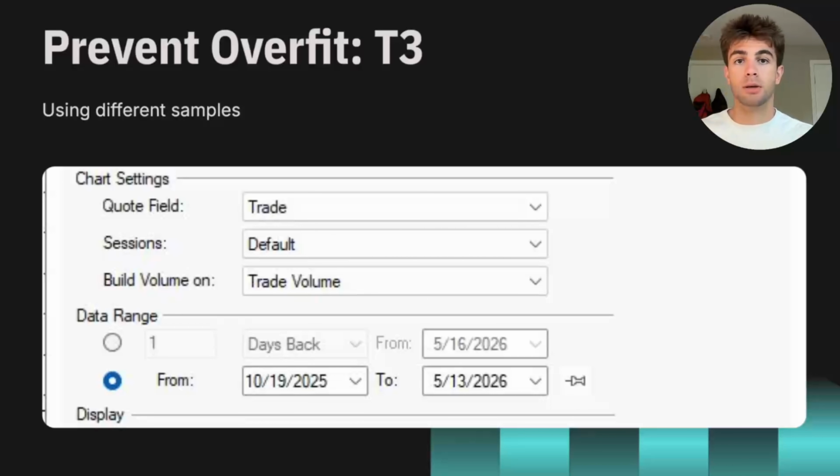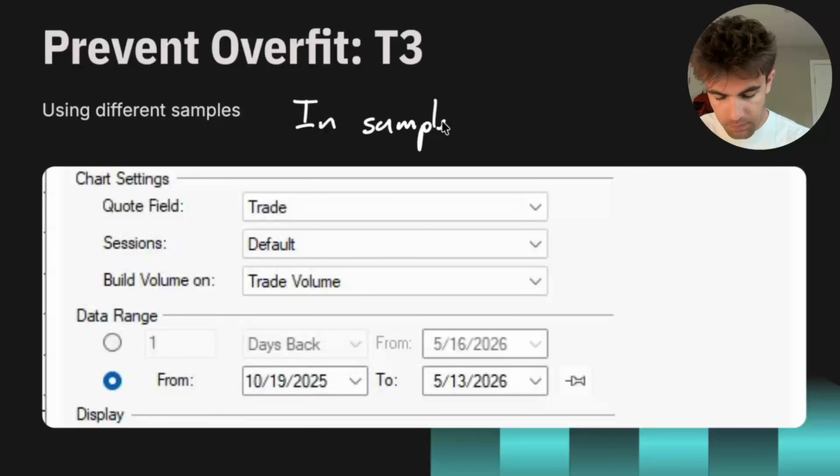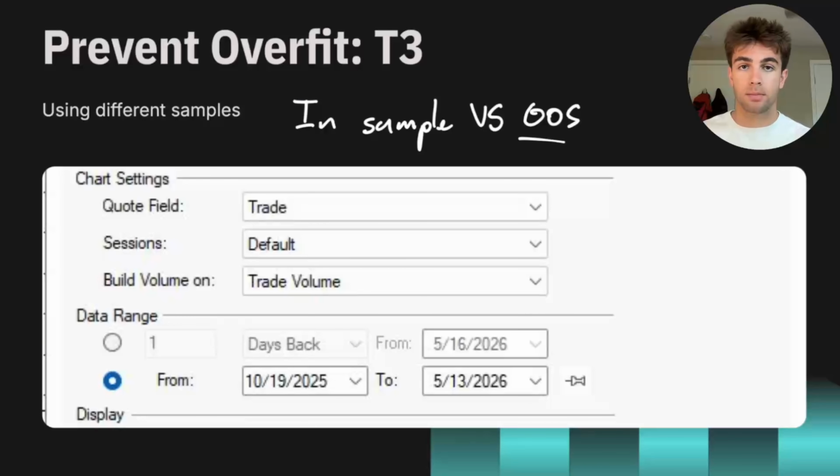The next idea is going to be using different samples. And so this is just the idea of in-sample data versus out-of-sample data. I kept seeing this acronym, OOS, and it's just out-of-sample data. This makes perfect sense to me. Seems like probably one of the best ways to prevent overfitting.